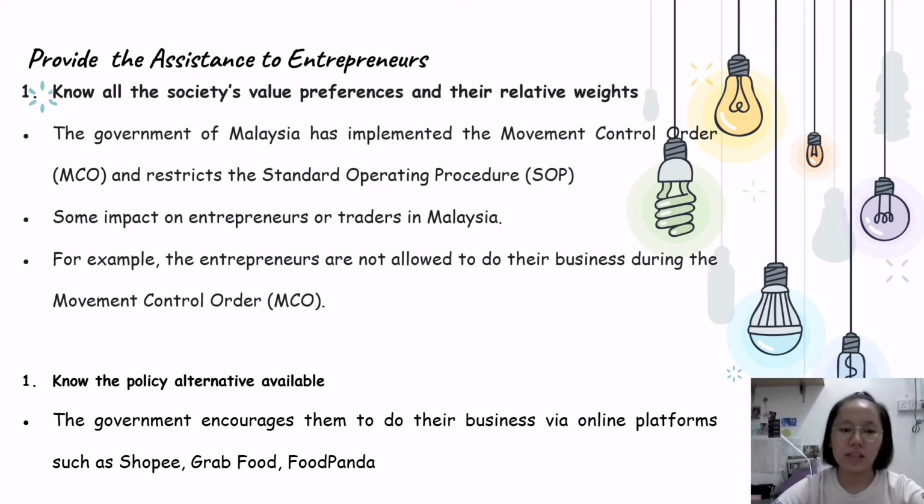The second element is know all the policy alternatives available. The government provides digital business training to our local entrepreneurs because they need to improve their technological skills when they manage their businesses during the pandemic period. And then the government also encourages them to do business via online platforms such as Shopee, GrabFood, Foodpanda, and others to promote their own products.